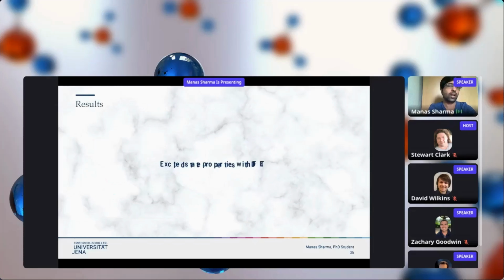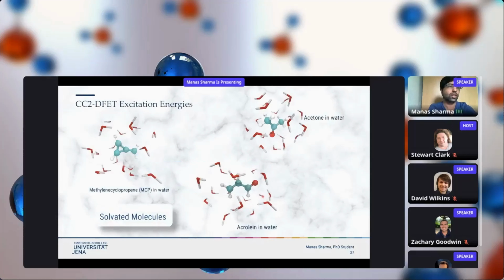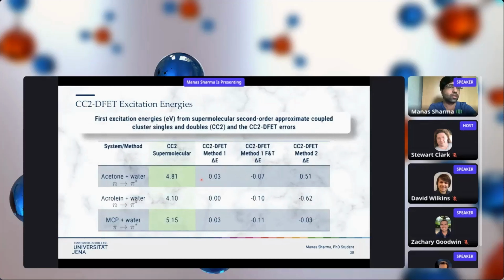Now let's have a look at some excited state properties obtained by coupling DFT with wave function theory methods as well as with real-time time-dependent density functional theory. So first, let me show you some CC2 in DFT excitation energies of solvated molecules such as methylene, cyclopropene, acrolein, and acetone. So in this table, we see the first excitation energies of the 3 molecules. When we run a CC2 calculation on the entire system, those are in the green column. So these will be our reference excitation energies.